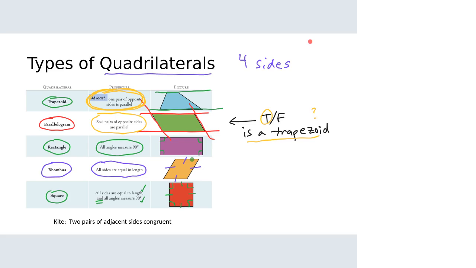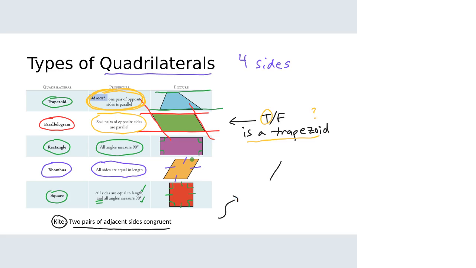Finally, a kite. We don't always talk about kites. They don't come up that often in very many courses, actually. It's kind of why it's at the bottom down there. In a kite, two pairs of adjacent sides are congruent. And adjacent, just like with angles, means sides that are next to each other. So two pairs of adjacent sides are congruent.